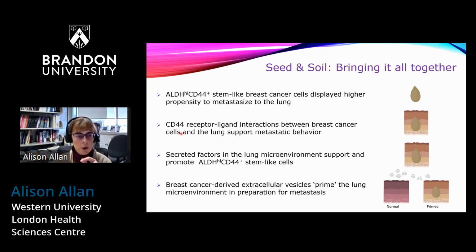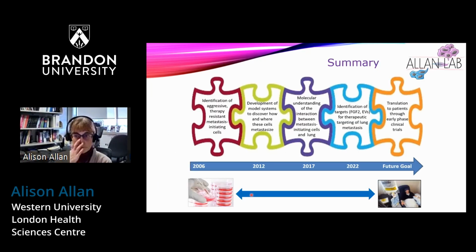Bringing it into the soil, we believe this is because they're interacting through CD44 receptor ligand interactions in order to become able to metastasize and grow in the lung better. And this we think is through secreted factors, but we're starting to understand there's some matrix factors as well, and that these breast cancer-derived extracellular vesicles are priming the lung microenvironment in preparation for metastasis.